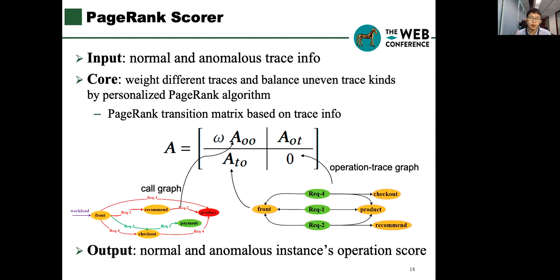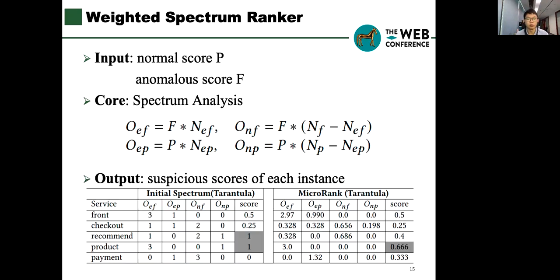After the PageRank iteration, the PageRank scorer outputs normal and anomalous scores for each microservice instance operation. Then we can do spectrum analysis based on the normal and anomalous scores of each operation. The weighted spectrum ranker gives us the suspicious scores of each microservice instance. For example, the bottom table shows that product get has the highest score, which means it is the most suspicious instance. Actually, it is the root cause.